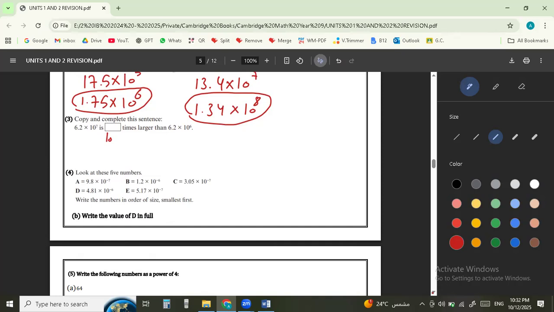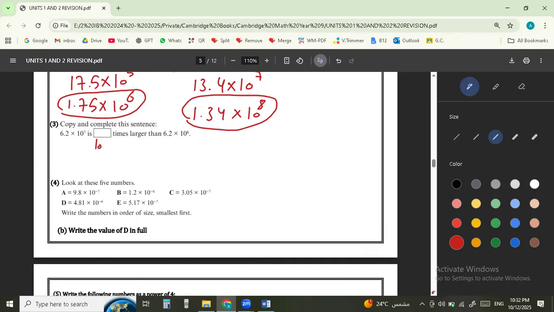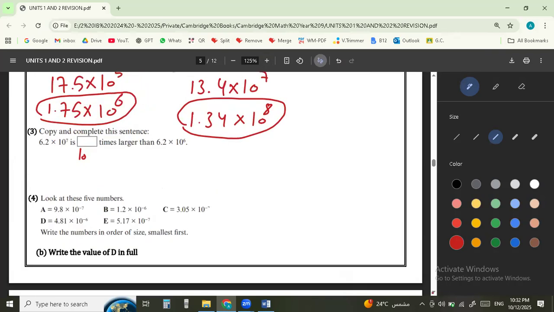Here, write the numbers in order. In order, no problem, mister. I'm going to look at the powers. Okay? So the first thing I'm going to look at is the powers. They want me to start with the smallest, and then I'm going to look for the smallest power. Mister, I got -7, -7, -7. No problem. I'm going to look at the other number.